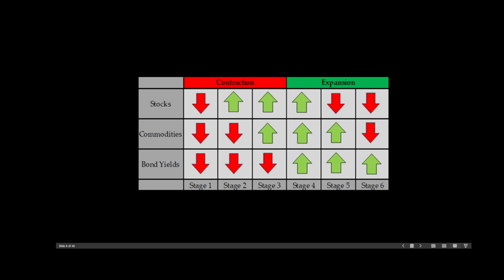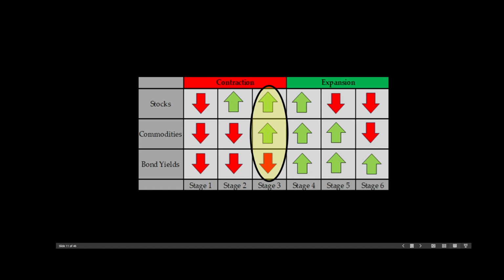Now, for example, we see here there are 6 different stages that exist, and we determine those stages based on the position of stocks, commodities, and bond yields. In stage number 1, stocks, commodities, and bond yields are all heading lower. That will transition to stage number 2, where stocks are first to reverse back to the upside. That's followed by stage 3, where commodities then move to the upside. And that concludes the contraction cycle.